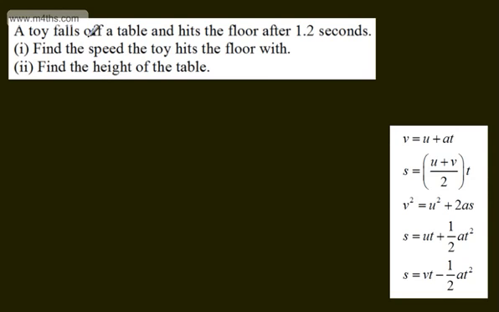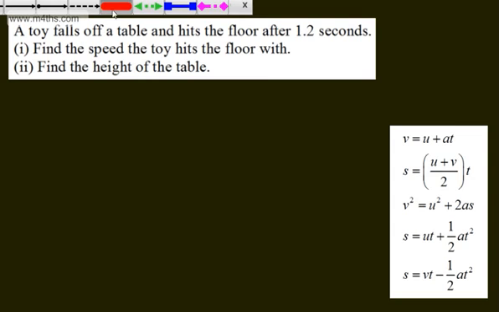Okay, let's have a go at another one. A toy falls off a table and hits the floor after 1.2 seconds. In part 1, we need to find the speed the toy hits the floor with. That's poorly worded, but I think you know what it's saying. And then find the height of the table.